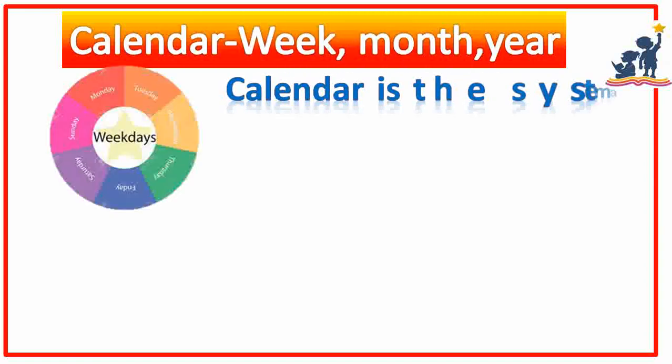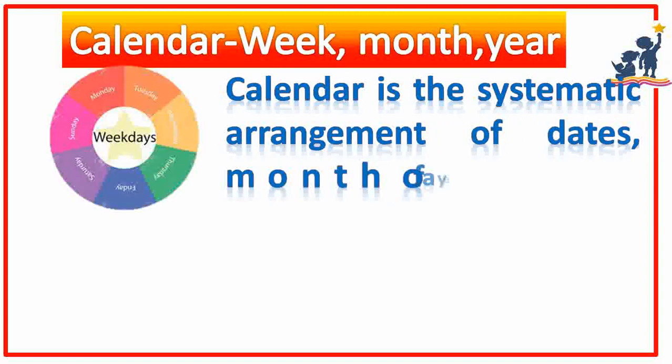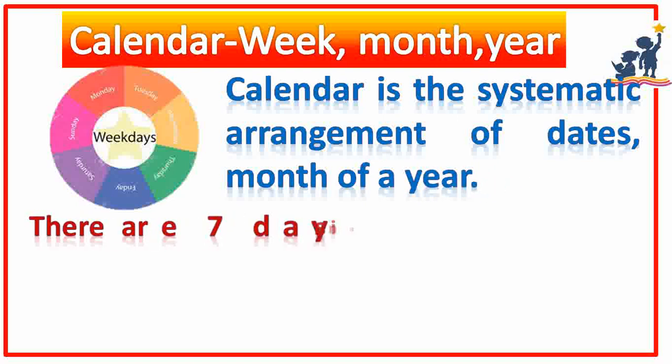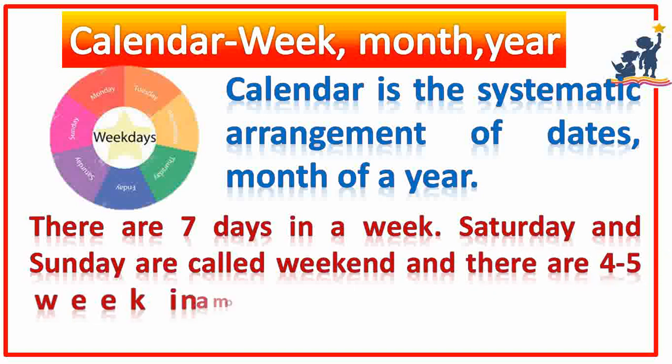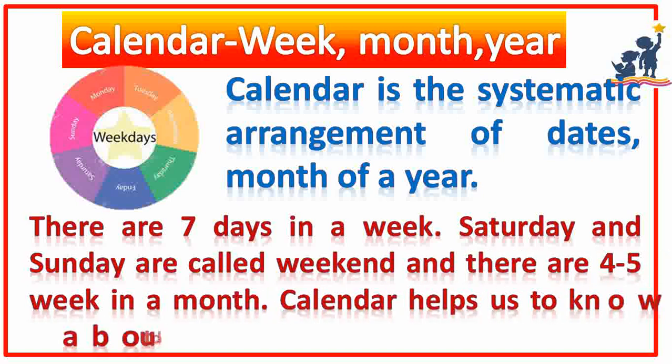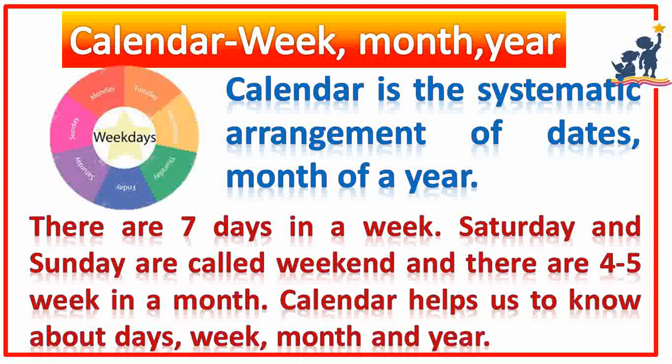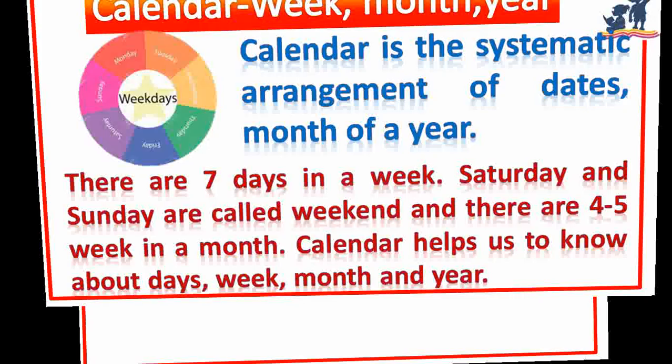Now we will know about the calendar. A calendar tells us the week, month, and year. A calendar is the systematic arrangement of dates and months of a year. We all know there are 7 days in a week. Saturday and Sunday are called the weekend. And there are 4 to 5 weeks in a month. A calendar helps us to know about days, weeks, months and years.